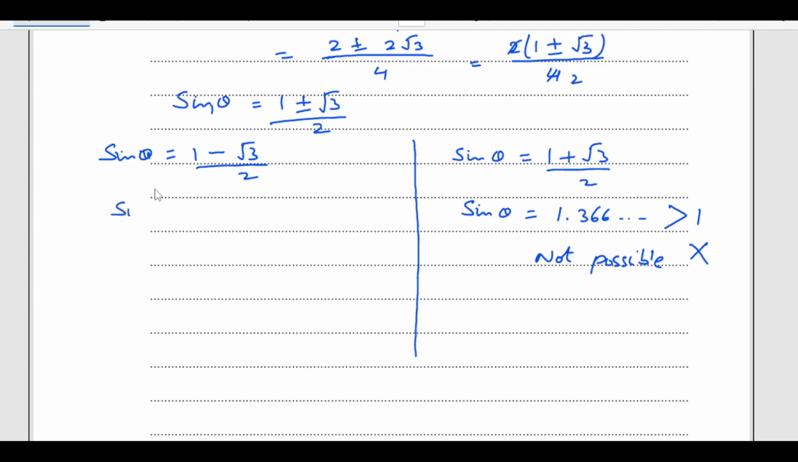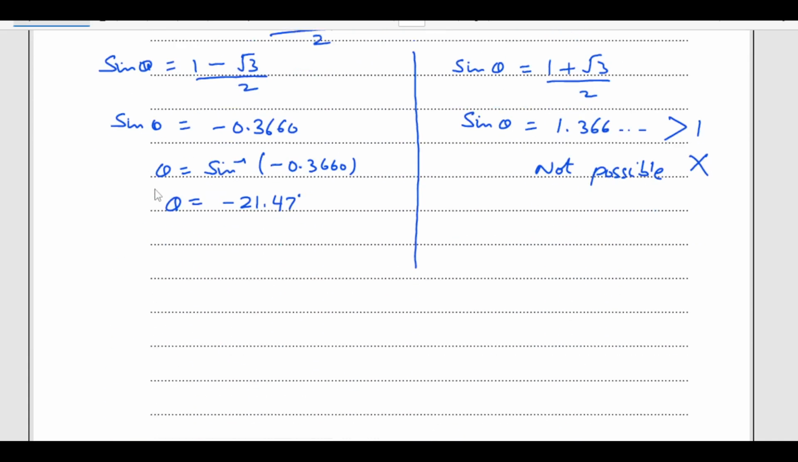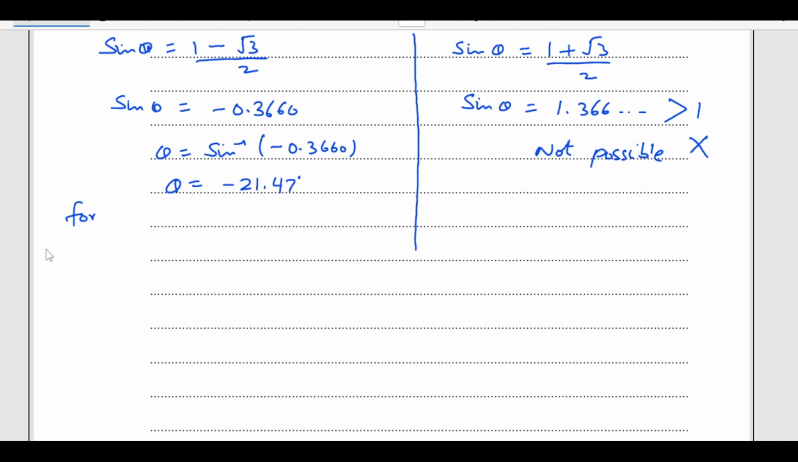Now from here, sine theta is equal to this, which comes out to be minus, just use the calculator, 0.3660. So theta is sine inverse of minus 0.3660. This is equal to negative 21.47, right? This is the value of theta, but our theta should lie between 0 and 360. So this angle is negative, so ignore the negative sign.